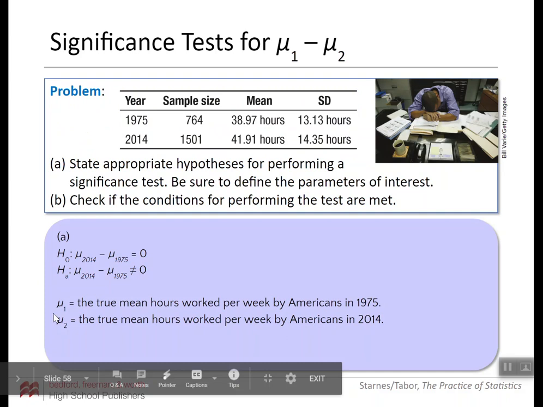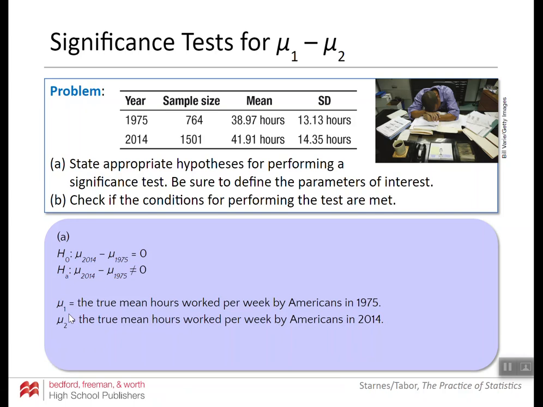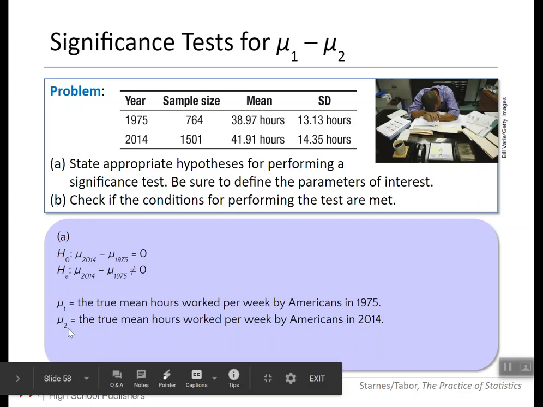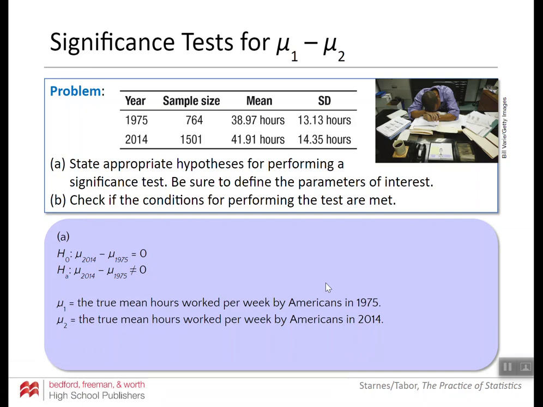And again, there's a typo here. This should say mean subscript 1975 and mean subscript 2014. Are the true mean hours worked per week by Americans in those years?